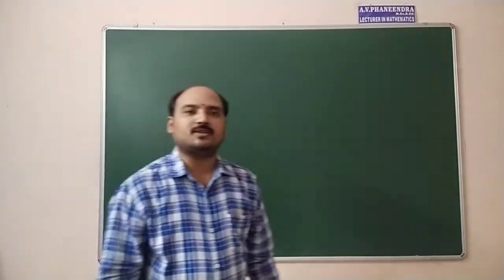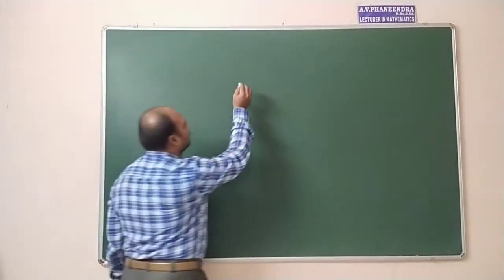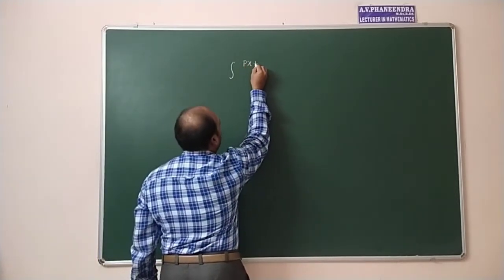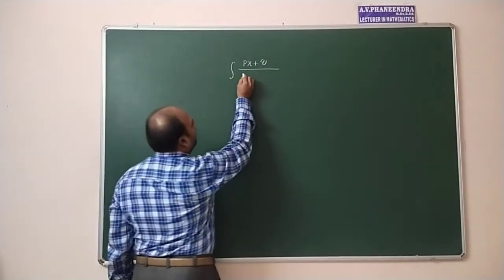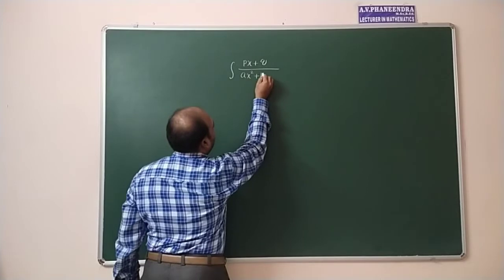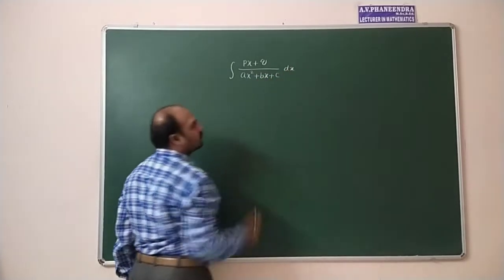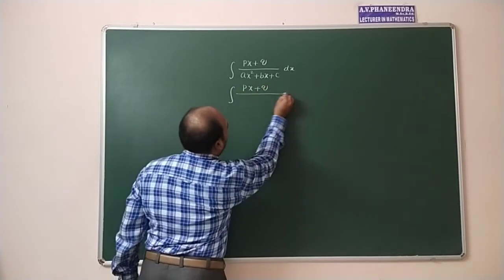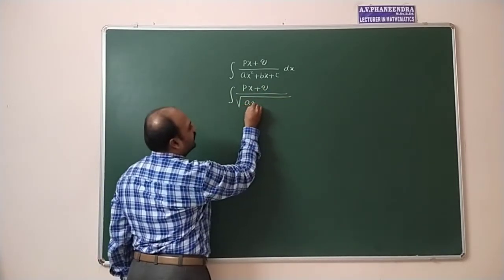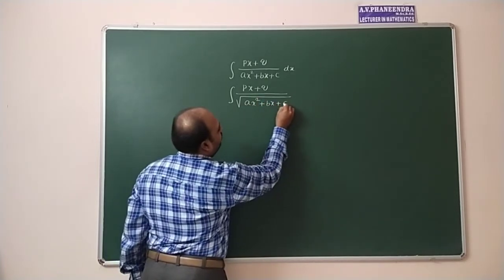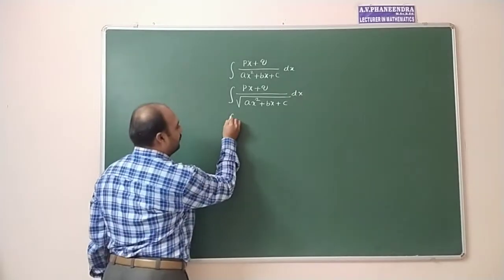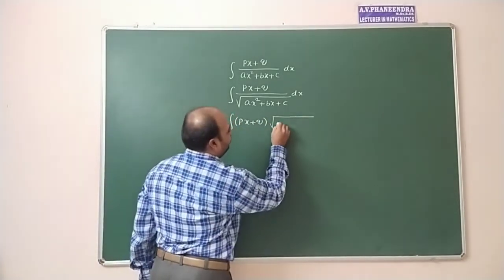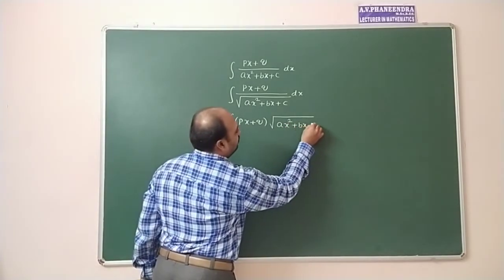In this video, we are going to discuss the evaluation of integral px plus q divided by ax square plus bx plus c into dx, integral px plus q divided by square root of ax square plus bx plus c into dx, and the integral of px plus q into square root of ax square plus bx plus c into dx.